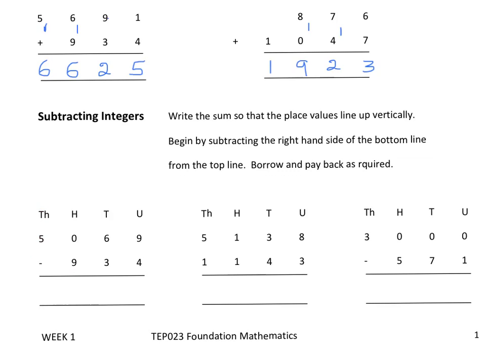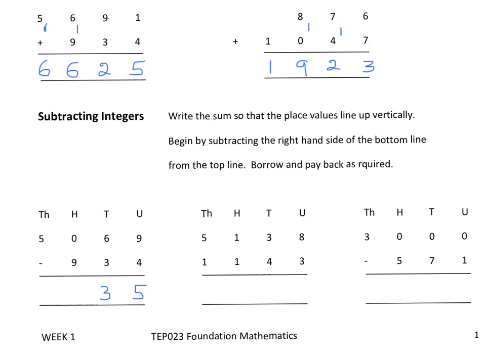So we're subtracting the bottom row number from the top row number. So to begin, we say 9 take away 4 is 5. It's pretty simple. Now moving on to the tens column. 6 take away 3 is 3. Again, fairly simple. Looking at the next column, 0 take away 9.